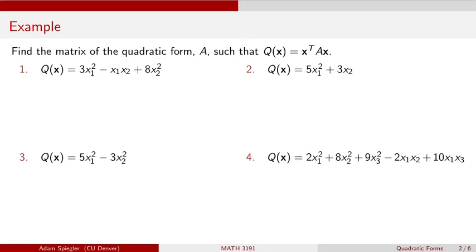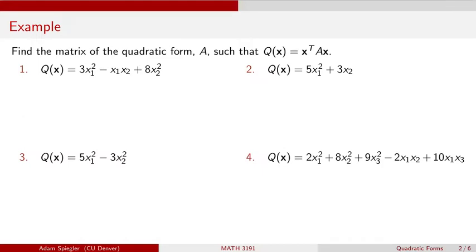All right, welcome everybody. So we've defined what a quadratic form is in Rn. What I want to do now is take a look at a couple of examples of functions and determine whether or not these functions are quadratic forms. And if they are, then let's find the matrix of the quadratic form.